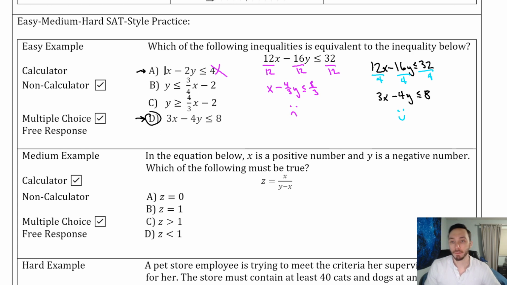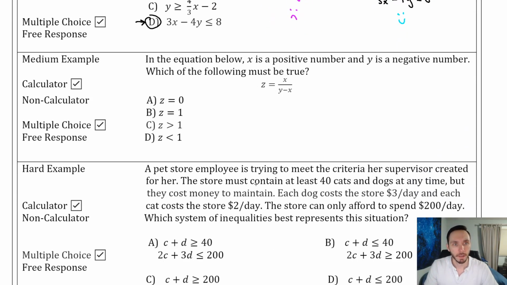So what if that didn't work? I would say, oh shoot. And I would just continue to solve. I would probably move over that 3x and divide by -4 and try to get it in mx plus b form. But I didn't have to do that, so lucky me. We're moving on. All right, next one.